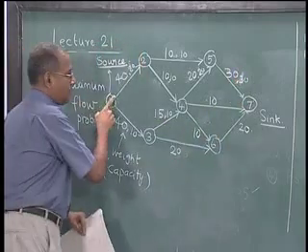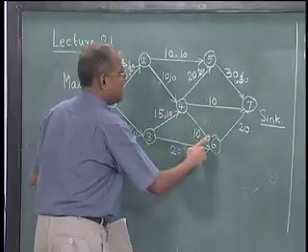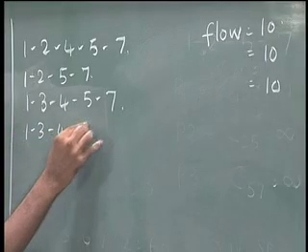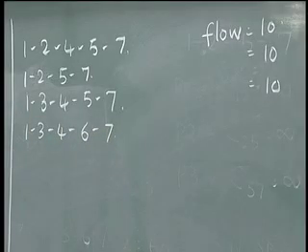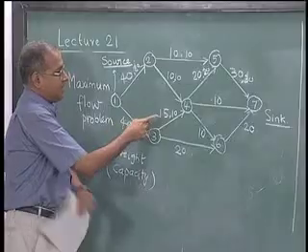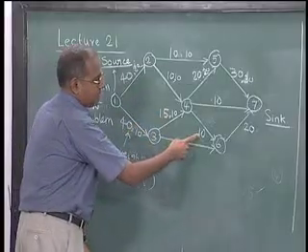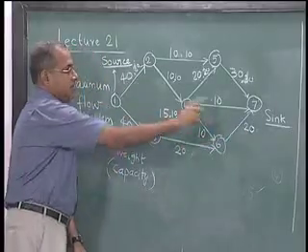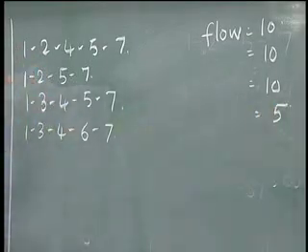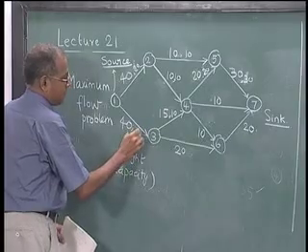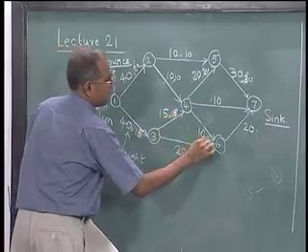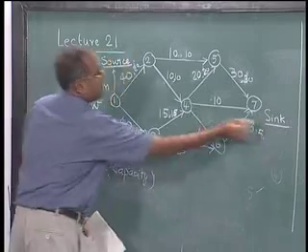Now, we look at 1, 3, 4, 6, 7. Now, here the available capacity is 30, it is 5, it is 10, it is 20. So, the minimum is 5. So, you have flow equal to 5 and we update it. So, you get 15, you get 15, you get 5, you get 5.